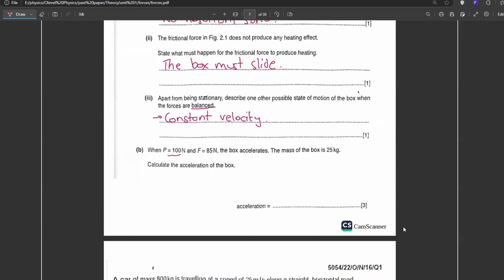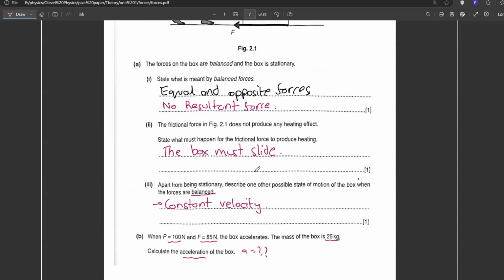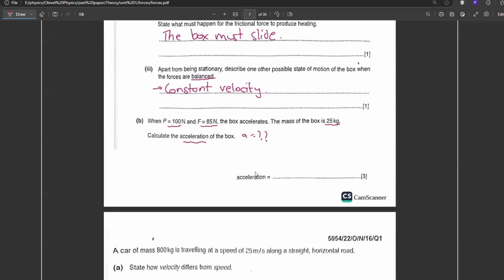When P is 100 Newton, F is 85 Newton, the box accelerates. The mass of the box is this. Calculate the acceleration of the box. Your P is 100, F is 85. What will be your resultant force? Resultant force is 100 minus 85, that is equal to 15 Newton.